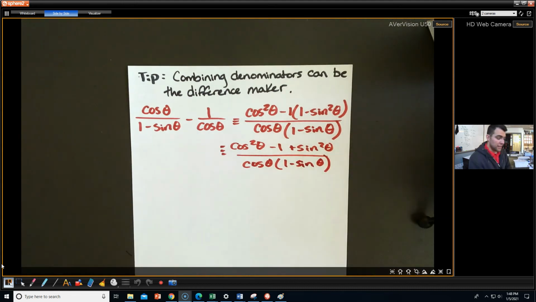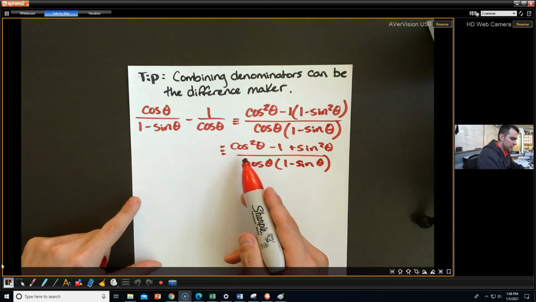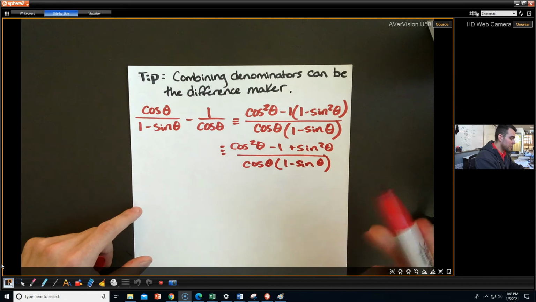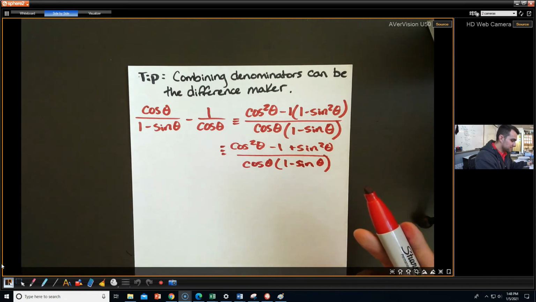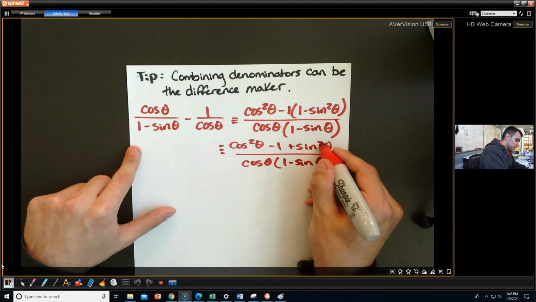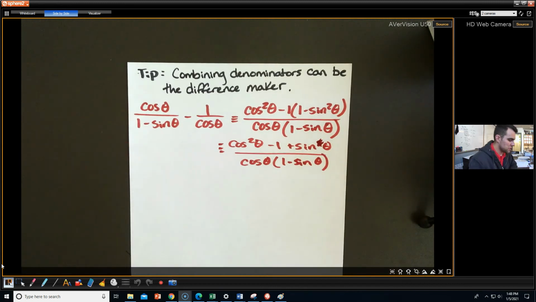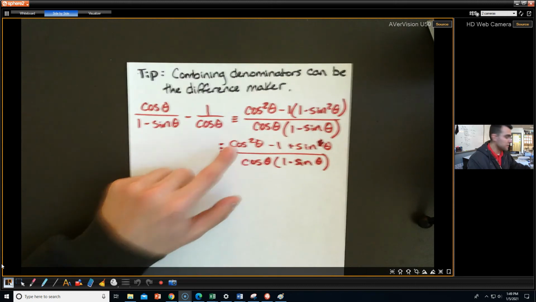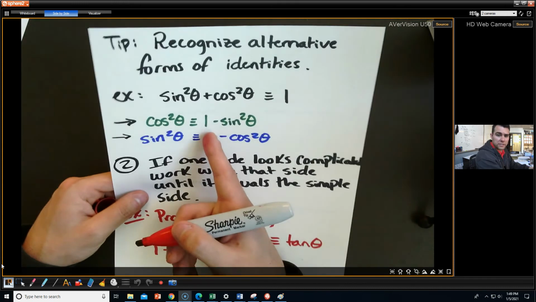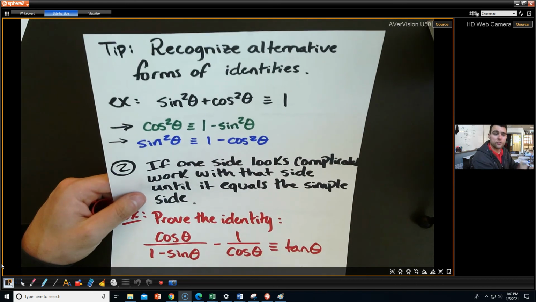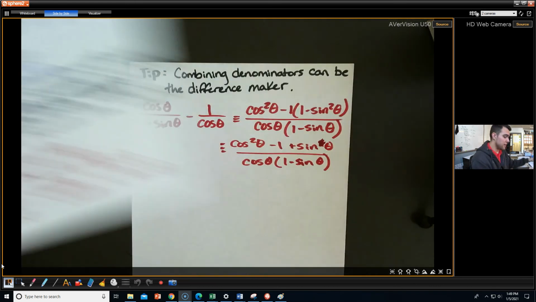Okay, well, it looks like we're kind of stuck, but that's the thing about these. You always feel like you're getting stuck, but you might not be. Let's think. I have cosine squared theta plus sine squared theta. I know that's my Pythagorean identity. But, ooh, it shouldn't be sine squared theta. We actually just have sine. My bad. So I can't even do that. So we're really stuck. We're not stuck. Cosine squared theta, the alternative form of that, is 1 minus sine squared theta. This is using those alternative forms of identities to help us out.